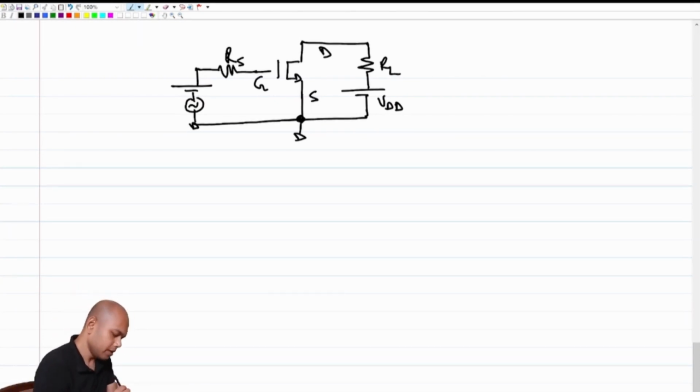Okay. So this is the standard common source amplifier topology that we started off with even before we knew that this was a common source amplifier. So what should we do? First step is to find out the Q points. Let me mark this as Q point analysis.